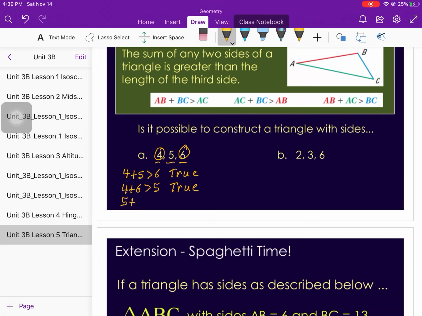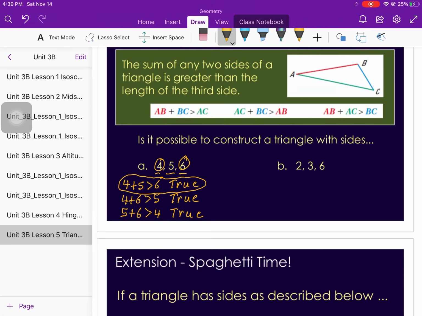Lastly, we would use 5 and 6. Those are the other 2 values. Those have to be greater than 4. It's just rewriting the sides in different combinations, but every single time it's true. Now, the only one that really mattered was this first one. As long as the first one, where you compare the 2 smallest sides bigger than the third, it'll always work.